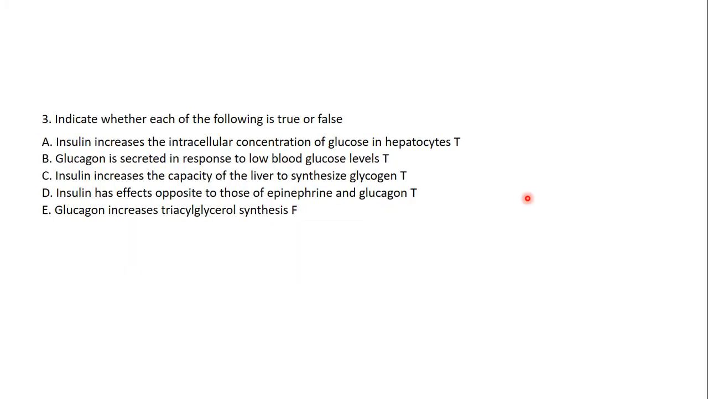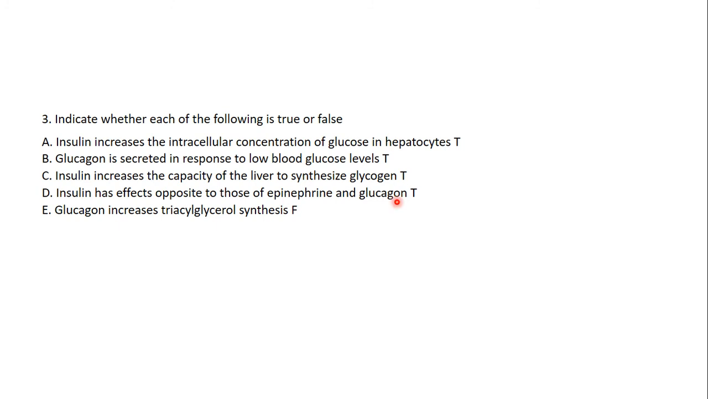Right? So, a bunch of true and false. Insulin increases the intracellular concentration of glucose in hepatocytes or liver cells, and we'll see later on in these slides that that's true. Glucagon, which means glucose is gone, is secreted in response to low blood glucose levels. Yeah, that's in the name. Insulin increases the capacity of the liver to synthesize glycogen. Yeah, so insulin means you are well fed, so the liver will start storing glucose as glycogen. Insulin has the opposite effect of epinephrine and glucagon. Yes, so epinephrine's fight or flight, glucagon means glucose is gone, insulin means you're well fed.